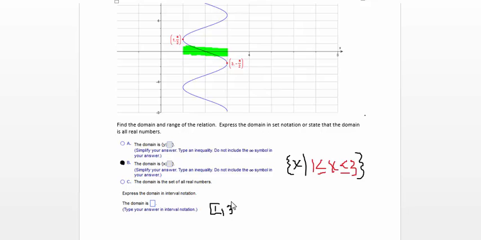Let's give this as an interval. We include the 1 and 3 by using the square brackets. And everything in between 1 and 3, including 1 and 3. That's what this interval signifies. So this is the domain as an interval.